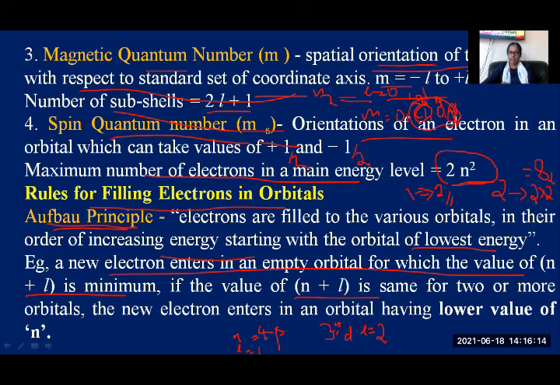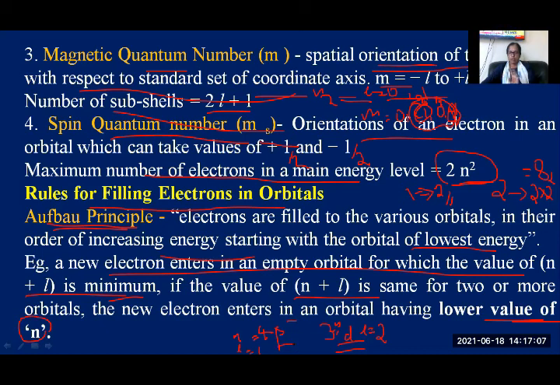So as per the Aufbau principle, the orbital which has the least n plus l value will be filled by the electron first. And if n plus l value is the same for two orbitals, the electron will enter the orbital which has a lower value of n. So here in this case 4p and 3d: n value is 4, l value is 1, therefore n plus l is 5. And for 3d, n value is 3, l value is 2, so n plus l value is 5. So both these orbitals have the same energy. In that case, where will the electron go? The electron will enter the orbital which has the least n value. So the 3d should fill first before 4p.